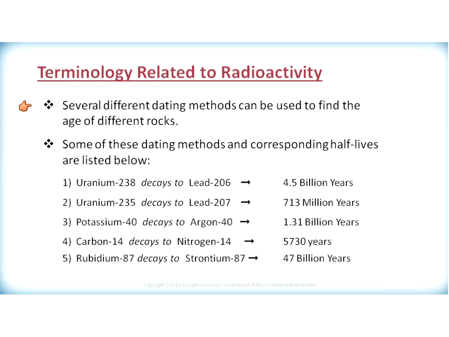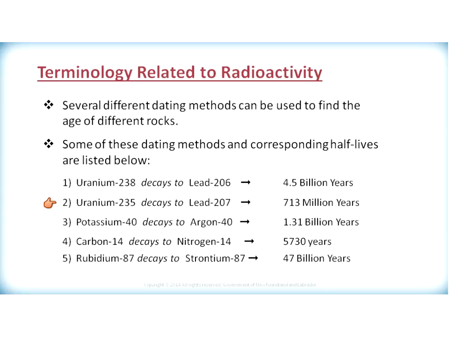Several different dating methods can be used to find the age of different rocks. Some of these dating methods and corresponding half-lives are listed below. For example, uranium-238 will decay to form lead-206. When uranium-238 decays to form stable lead-206, it takes 4.5 billion years for this half-life to occur.